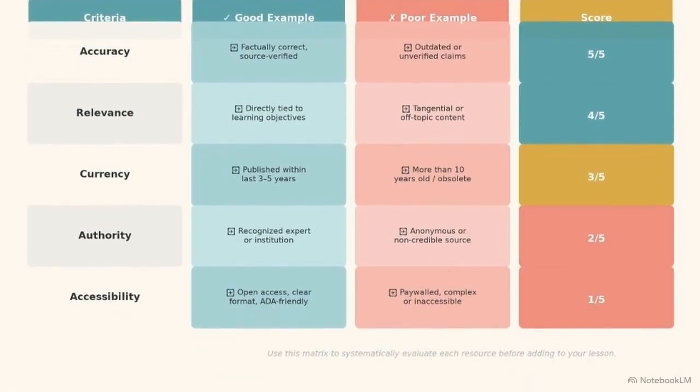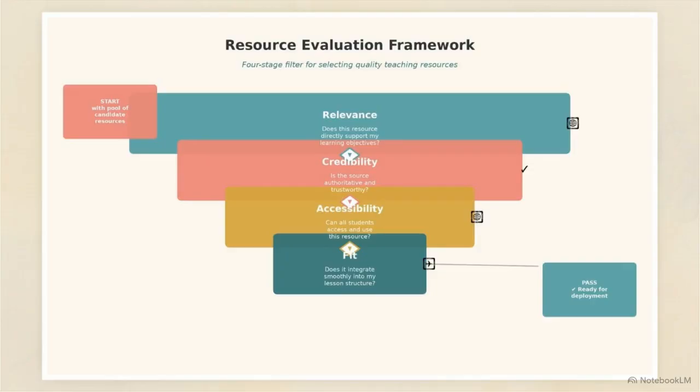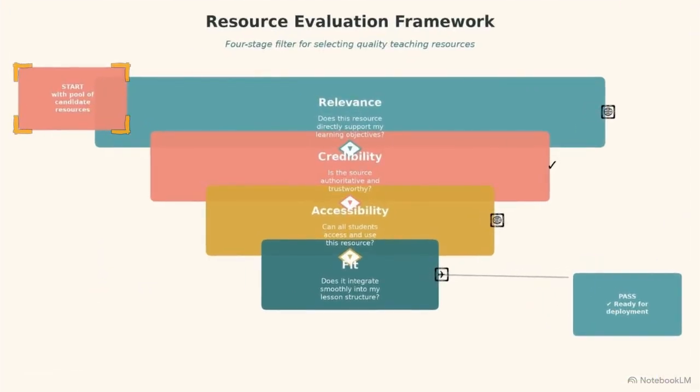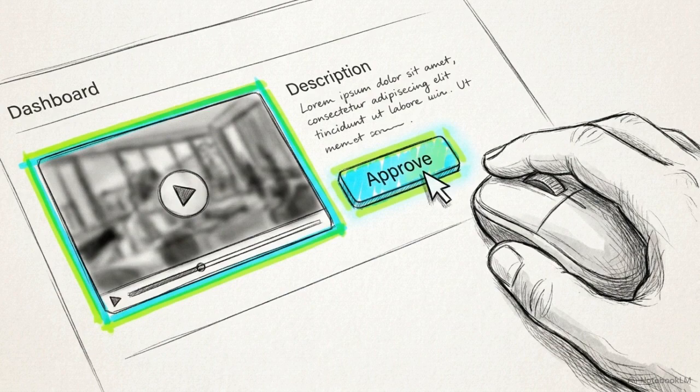Accessibility is critical. If an accurate article sits behind a paywall students cannot clear, discard it for an open access alternative. This 4-stage funnel graphic maps the evaluation process. By filtering for relevance, credibility, accessibility, and fit, you rapidly narrow a large pool of raw AI suggestions down to a handful of deployable candidates. The AI can suggest materials in seconds, but human judgment operates as the final quality gate. Your specific classroom context determines what makes the cut.